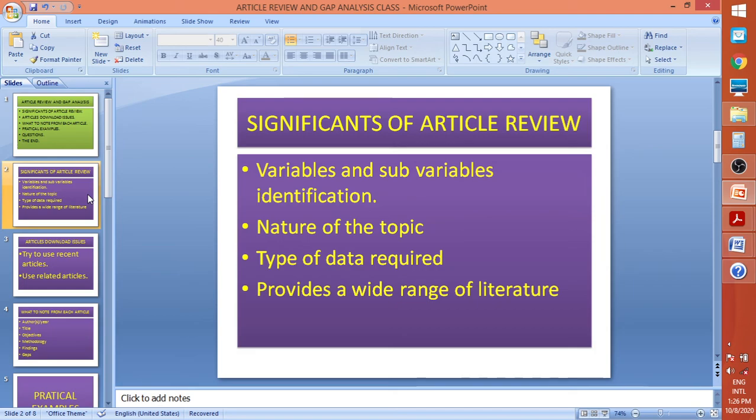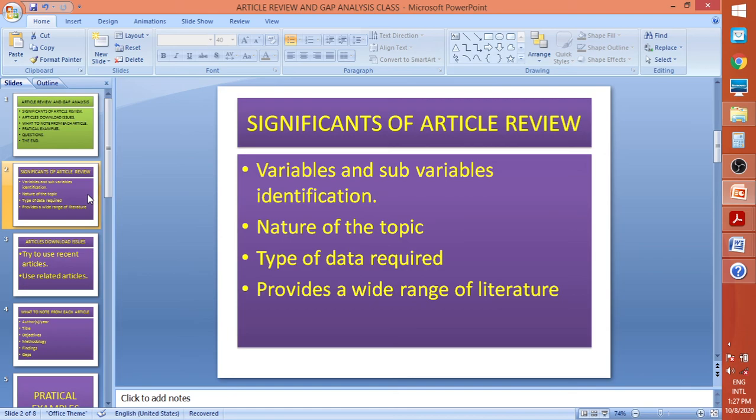Another thing is that it helps us to know the nature of the topic. You have a vision of what you might likely be doing in that topic, even when you've not started, while you're involved in the article review. Types of data required: when you carry out the article review, it helps you to know what type of data you'll be adopting for your own research.